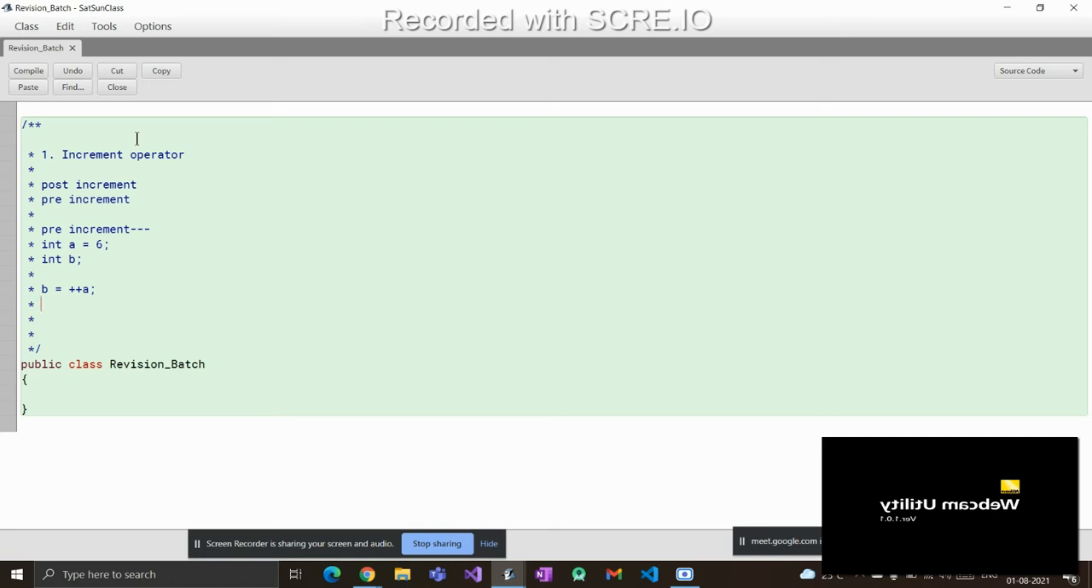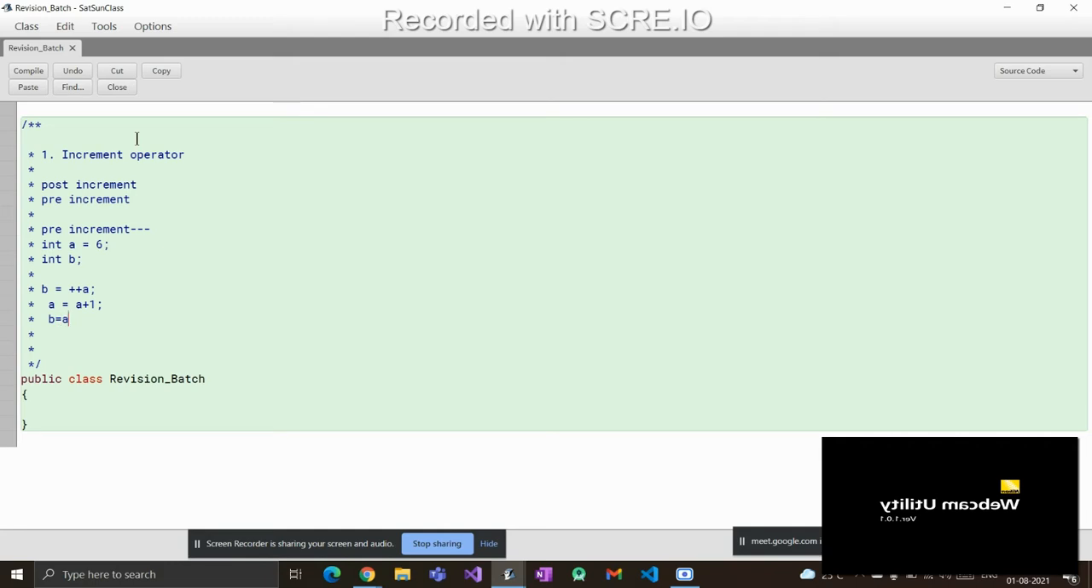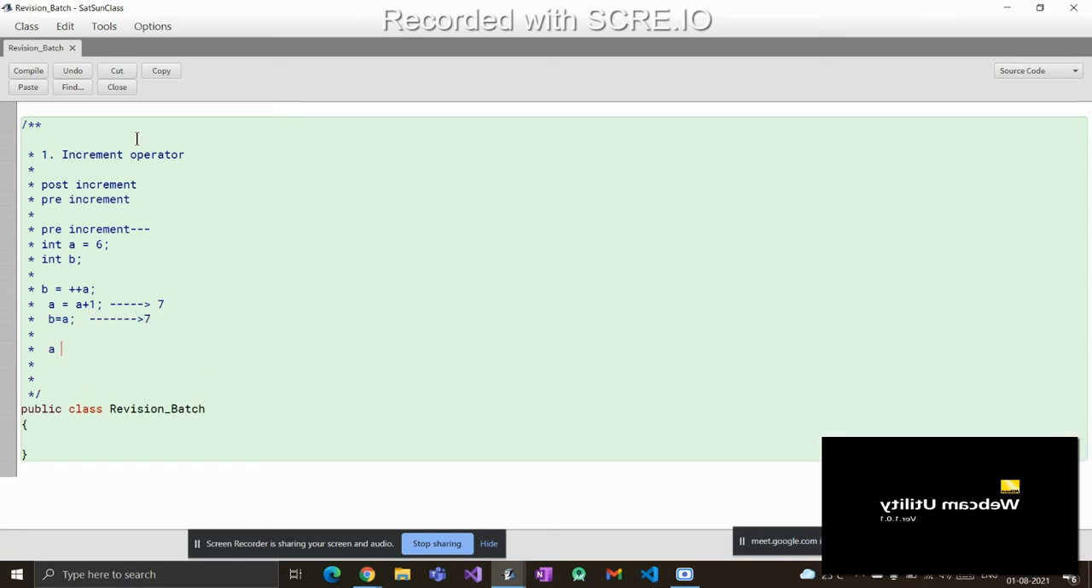This means that right now we have written B equal to ++A. So what is going to happen? This will actually get divided into two parts: A equal to A plus 1, and then B equal to A. When I say A equal to A plus 1, the value becomes 7, and therefore B will also get the value 7. So at last A is equal to 7 and B is also equal to 7. I hope you're getting it. That's the meaning of pre-increment.